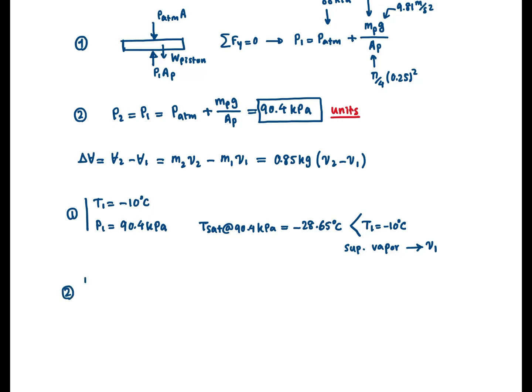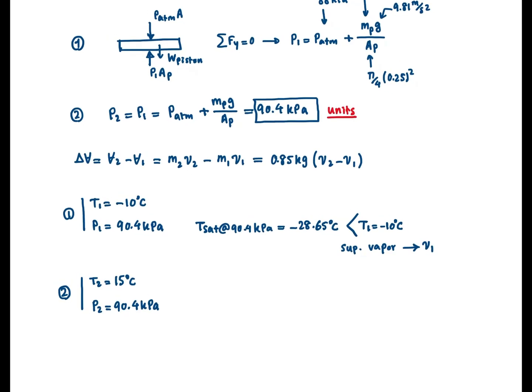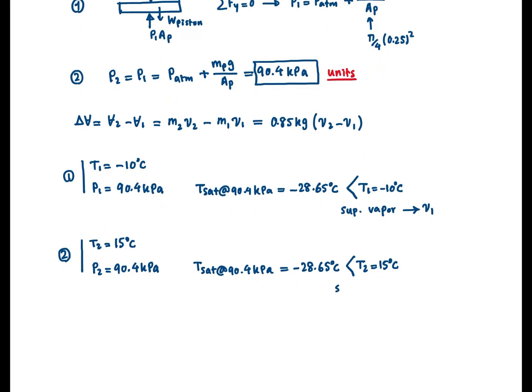State 2, temperature is given 15 degrees C, and we solved for pressure. P2 is 90.4 kilopascal. Again, we need to determine the state. We already read for Tsat at 90.4 kilopascal. I'm going to rewrite that. Tsat at 90.4 kilopascal is negative 28.65 degrees C. Let's compare it again with T2, which is 15 degrees C. Again, T2 is greater than Tsat, so state 2 is also superheated vapor.